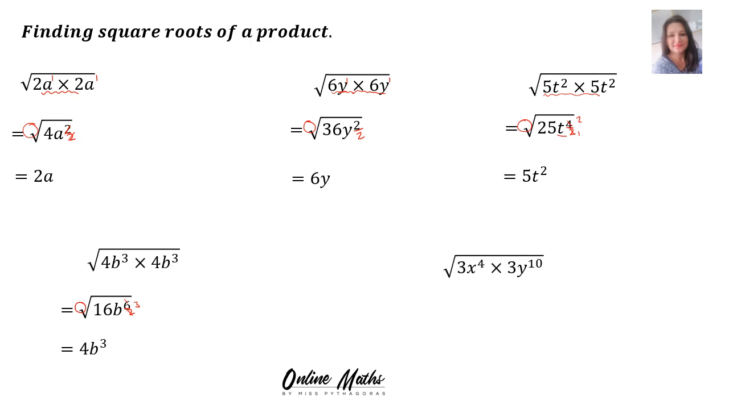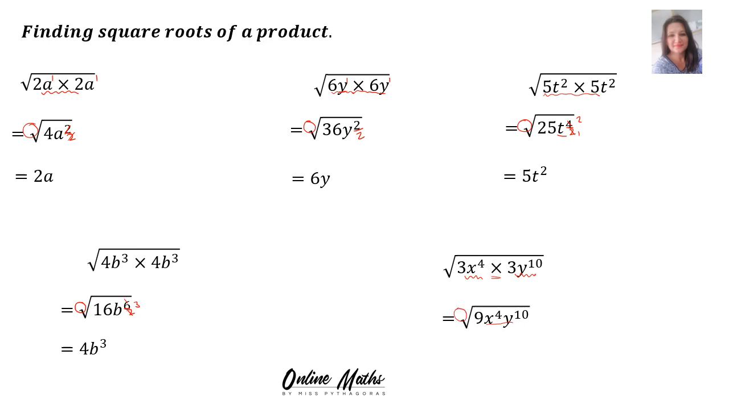On this one, you must be careful because this variable there is x to the 4 and the variable there is y to the 10. So they are not the same. You cannot apply the exponential rule there. So all you can do is say 3 times 3 is 9, and then instead of writing the multiplication sign, you simply write them next to each other. And now you can take the square root.